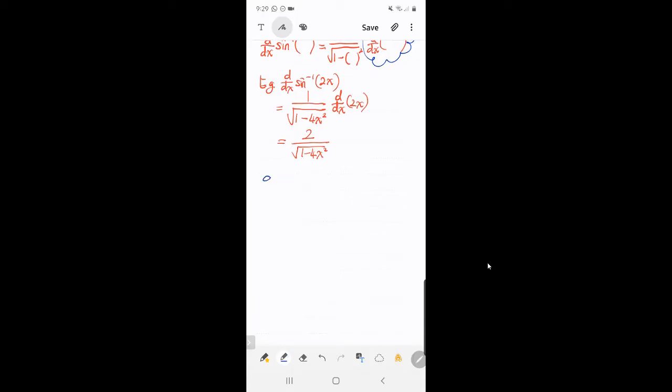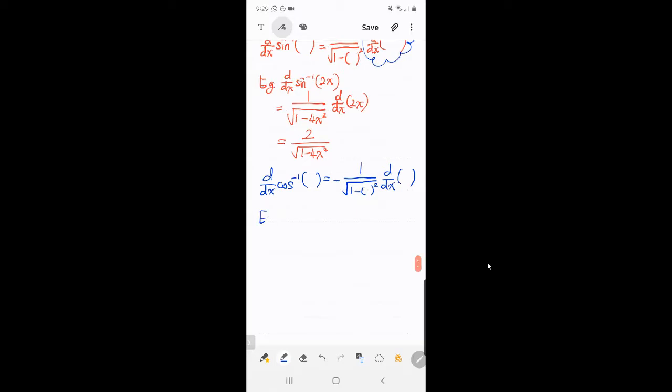So I ask for the differentiation of cos inverse bracket. You know the layout of the formula is negative 1 over square root of 1 minus bracket squared. Remember to differentiate whatever is inside the bracket. Similarly, I can give you another example.